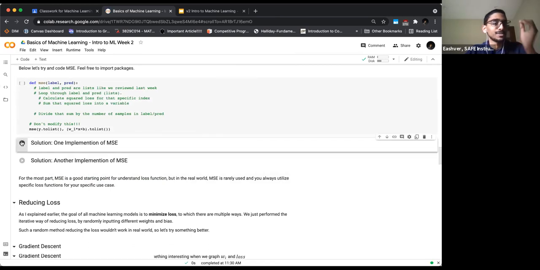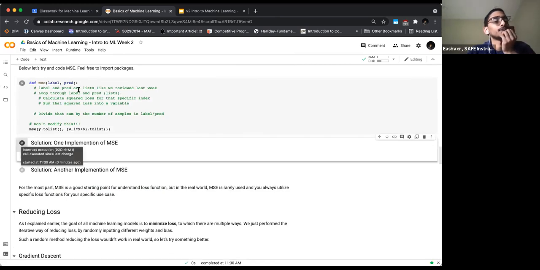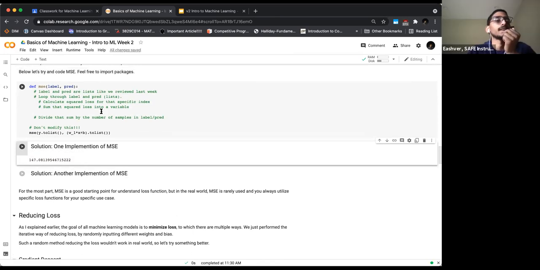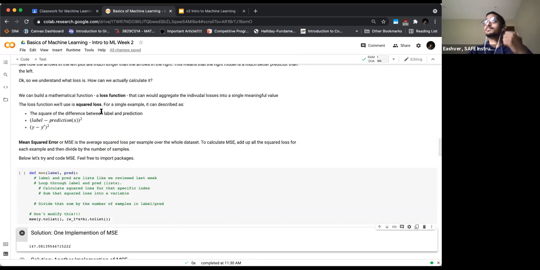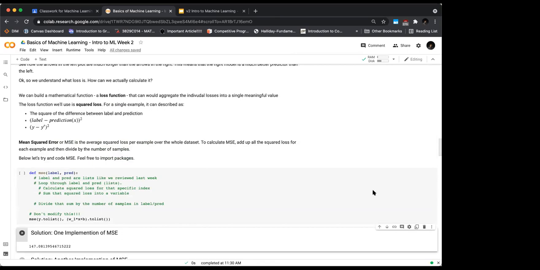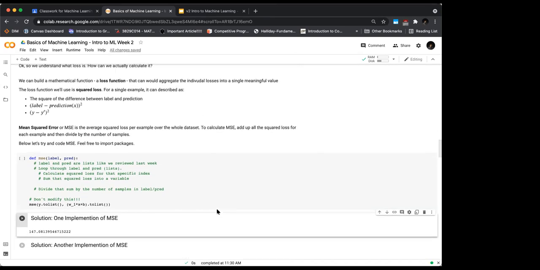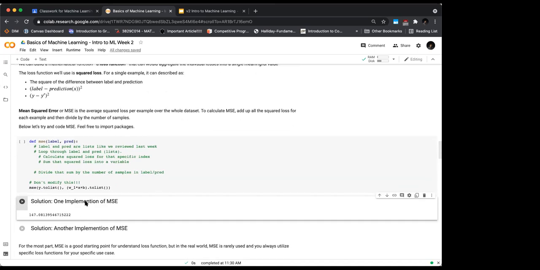So what does my solution say? Yeah, I got 147.081. I got 147.899. I guess that's because... Oh, what? So what's the last part of that answer? It says return sum squared errors divided by length of label. What does that mean? What did the solution do?